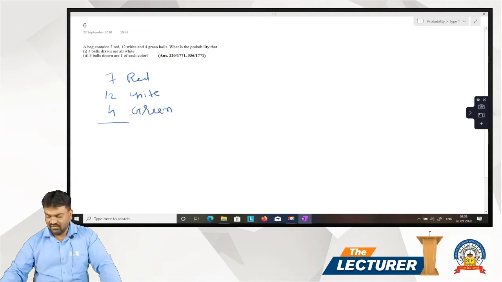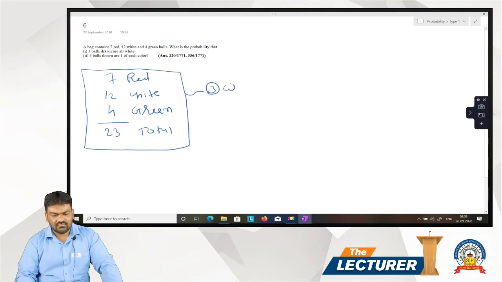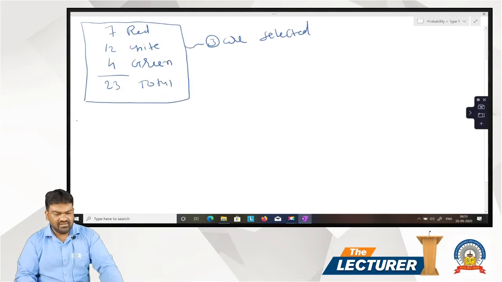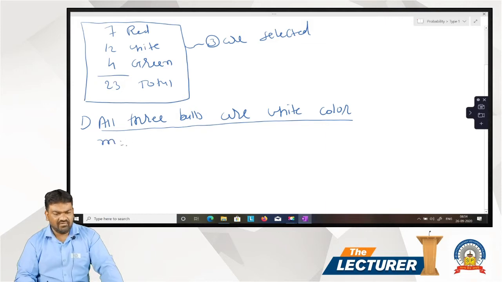Total there are 7 plus 12 plus 4, that is 23 balls. Out of these 23, 3 balls are selected. First condition, all the 3 balls are white color. M, favorable result, all the 3 are white.